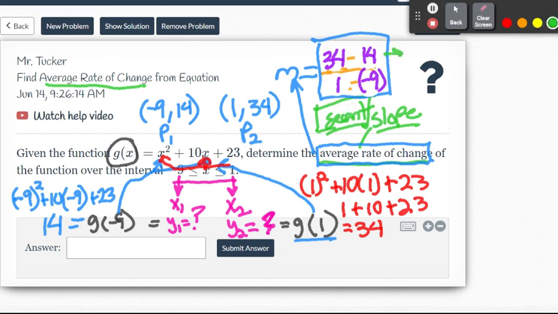34 minus 14 is going to give us 20. And then 1 plus a 9 is going to give me 10. So very conveniently, after all that long, hard work, we just have to take 20 divided by 10 and get 2. So my final answer, the average rate of change over the interval, was 2. And that's what I plug in the box.